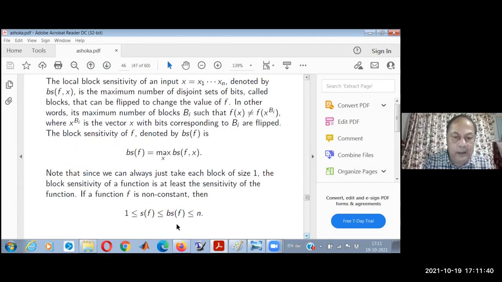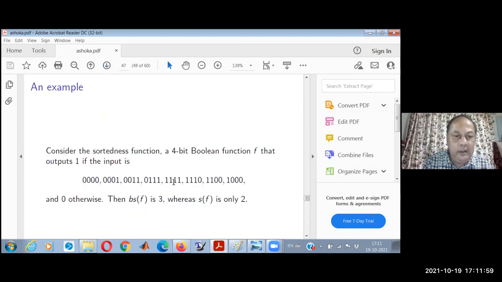Sensitivity is a special case of block sensitivity, because you have blocks of size 1 in sensitivity. So 1 is less than or equal to sensitivity, which is less than or equal to block sensitivity, which is less than or equal to n. And there are other kinds of sensitivities. Here I have one example. You have a 4-bit Boolean function. The output is 1 on all these tuples, and otherwise it's 0.